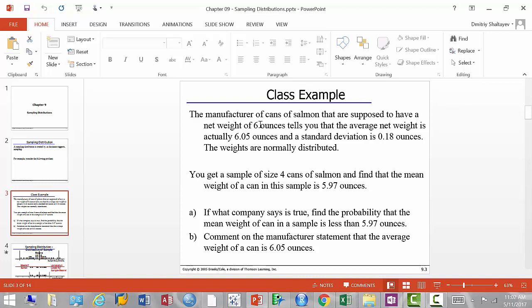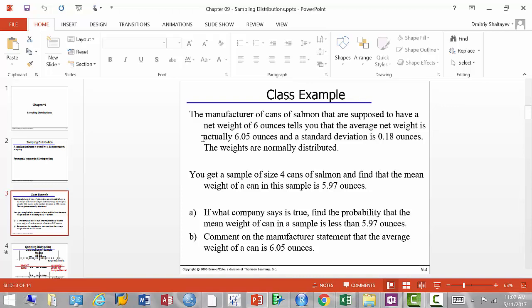All right, and let's say that you talk to the production operations manager of this plant, and this guy tells you, well, on the outside of the can it says 6 ounces, but in actuality our equipment is set up to put on average higher than that.